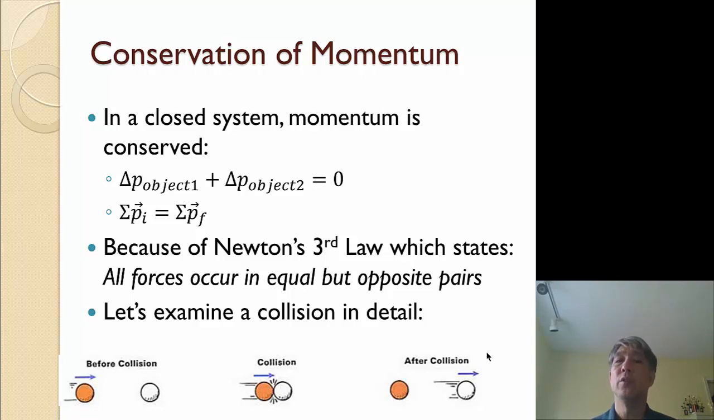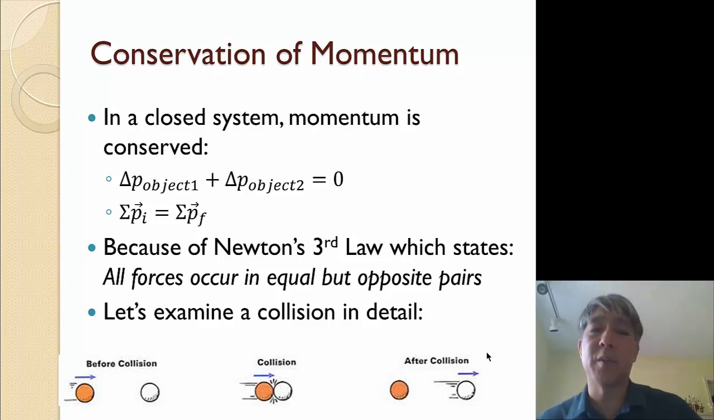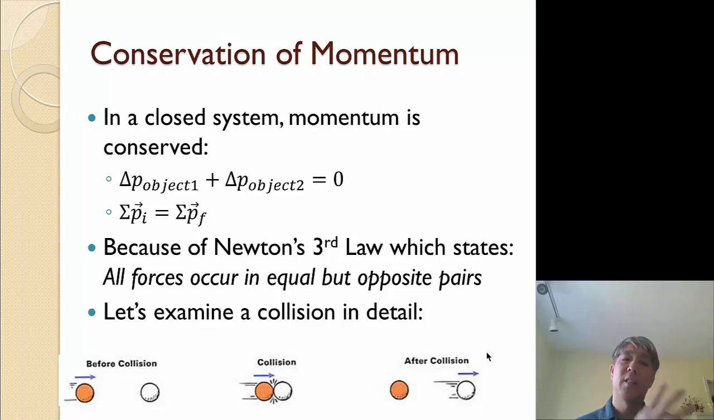The form that we usually use it in has it as the sum of all my initial momentum, so the momentum of object 1 plus the momentum of object 2 plus etc. The sum of all of those momentums in the beginning equals the sum of all those momentums at the end. Remember, the sum as vectors in the beginning equals the sum of momentum as vectors in the end. The reason this is true is because of Newton's third law, which states that all forces occur in equal but opposite pairs. So the magnitudes are equal but opposite in direction.